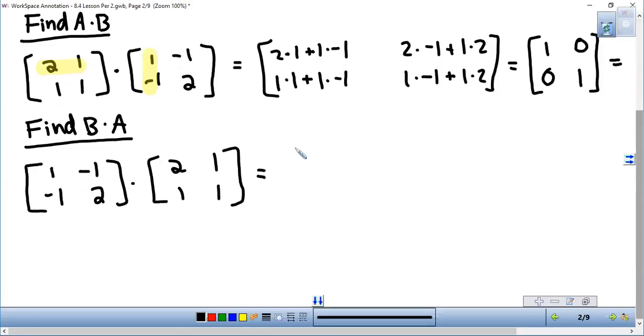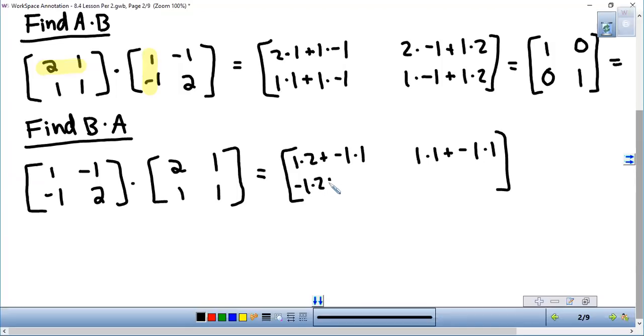All right, let's do our row by column multiplication. So we've got 1 times 2 plus -1 times 1. Over here we have 1 times 1 plus -1 times 1. On the bottom row we've got -1 times 2 plus 2 times 1, and -1 times 1 plus 2 times 1.